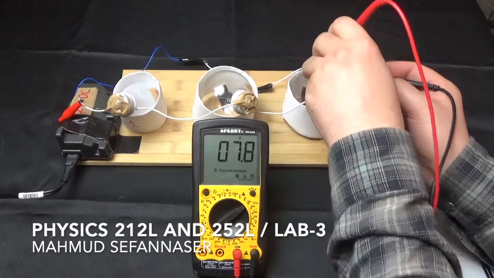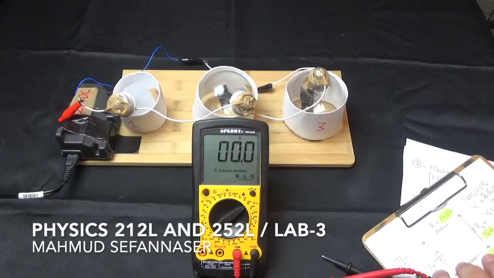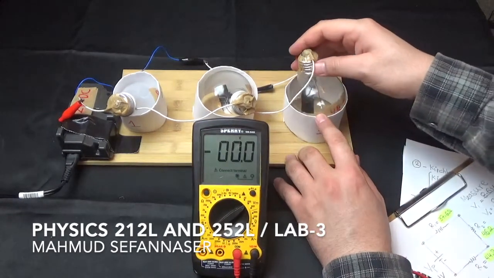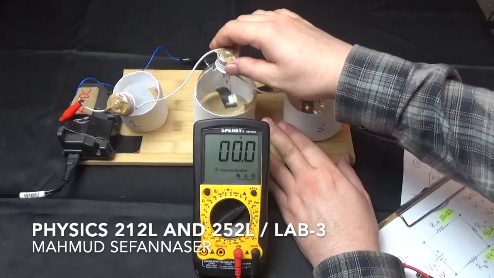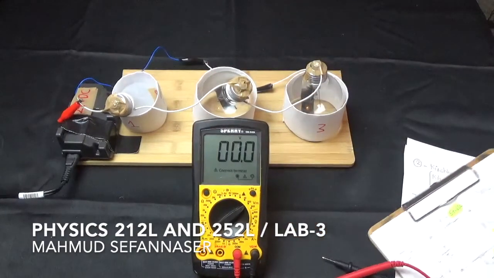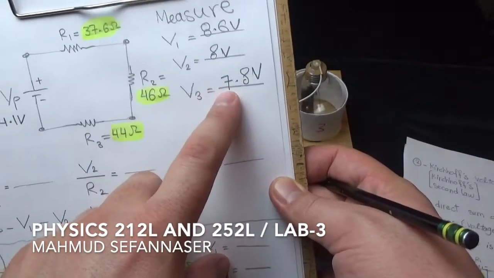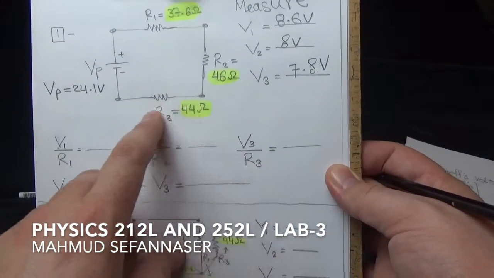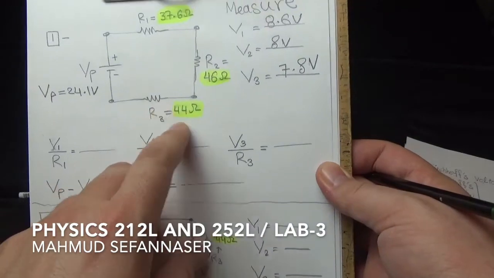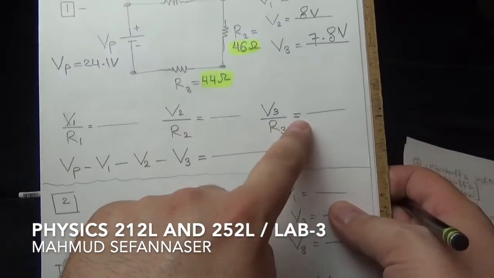We have 7.8 volt. So that's great. Let's write it down, guys. So V3 is equal to 7.8 volt. I will just double check and see. So this is 44. Yep, that's correct. Double check this resistance, 46. That's correct. So here we have V3 is equal to 7.8 volt, and it is across resistance 44 ohms.